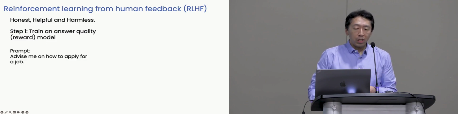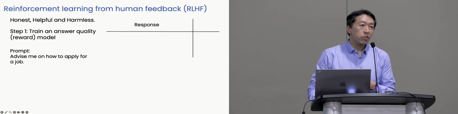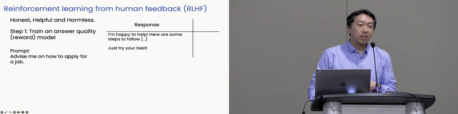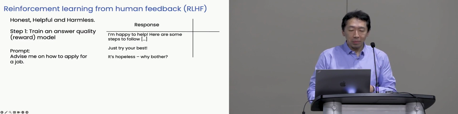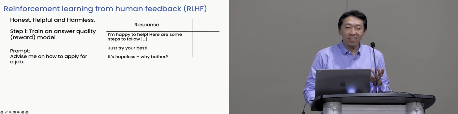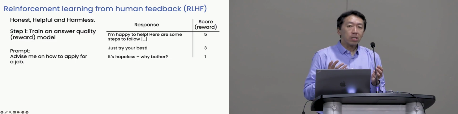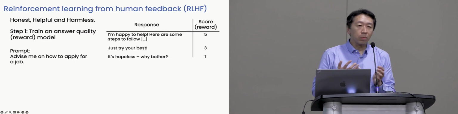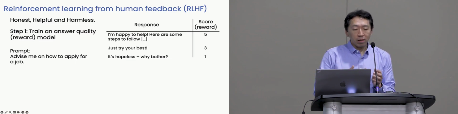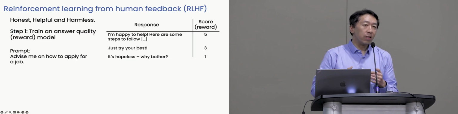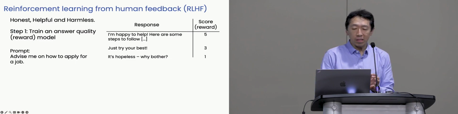To do that, you would write a prompt, advise me on how to apply for a job, and have the LLM generate a bunch of responses. It may say, I'm happy to help, here are some steps to follow. Or it may say, just try your best, which is not that helpful. Or it may give a horrible answer, like, it's hopeless, why bother? Then you ask people to score these answers, say on a scale of 1 to 5, giving the more honest, helpful, and harmless answers a high score, 5, and the more useless or even harmful answers a low score, say 1.